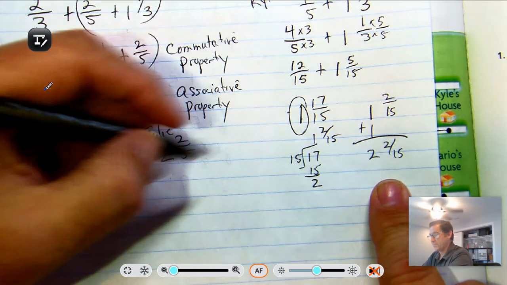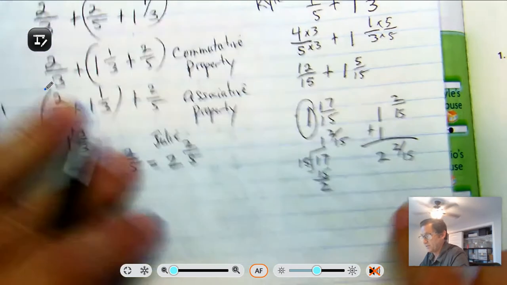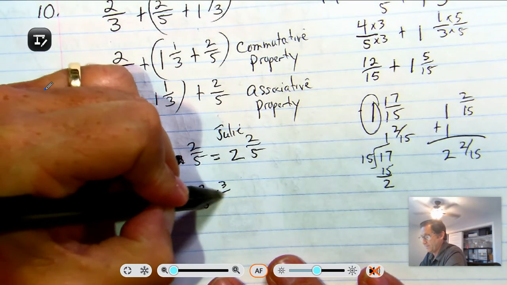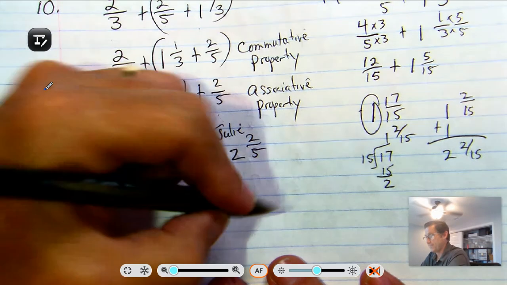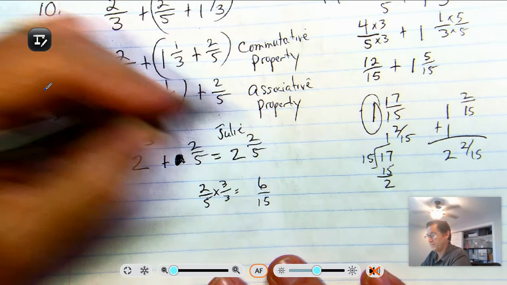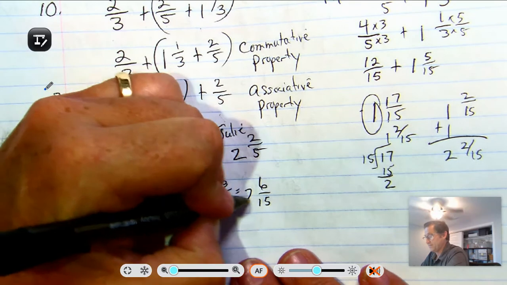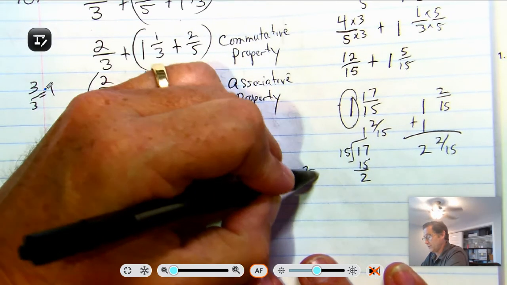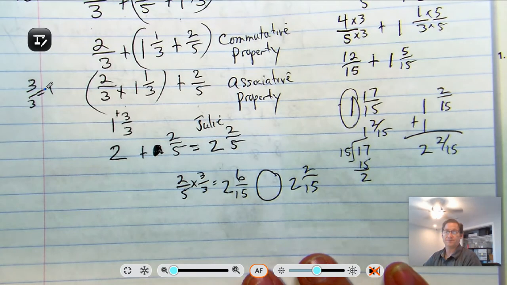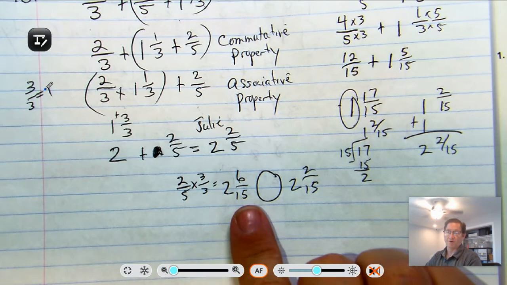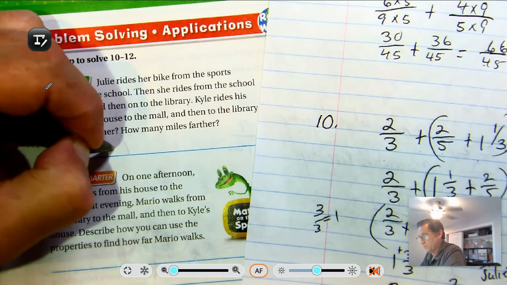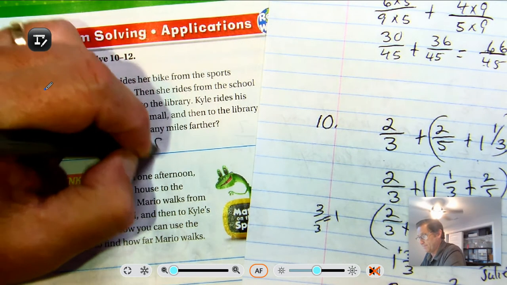Well, it's going to be easier to compare if we change the 2/5 into a like denominator. 5 times what is 15? 3. So 2/5 is the same as 6/15. So 2 and 6/15 compared to 2 and 2/15. So Julie rides farther.